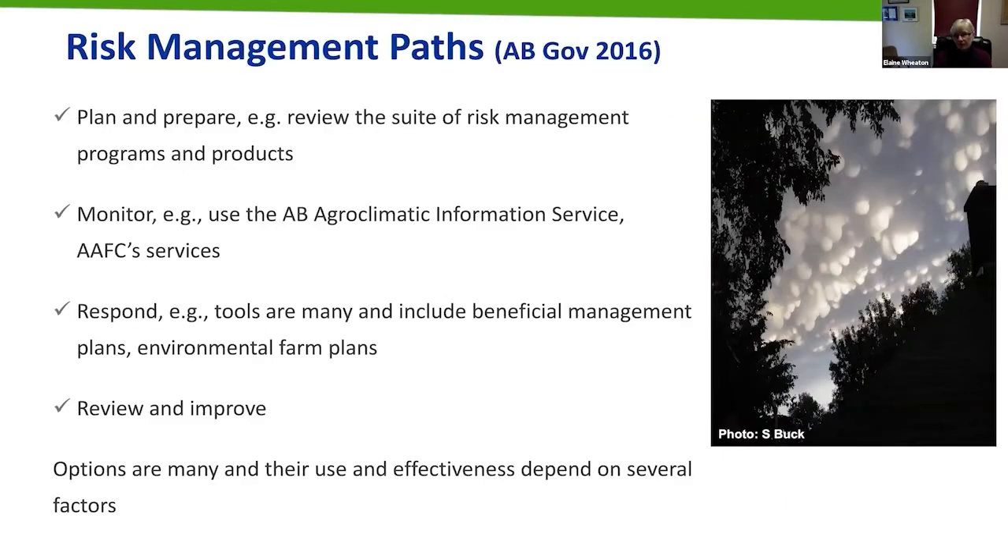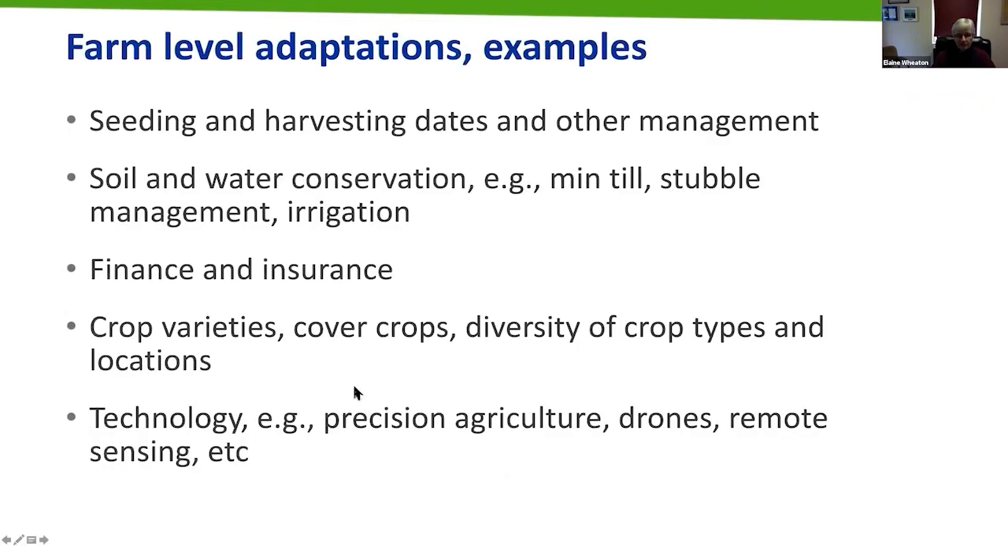I see that the Alberta government has some really interesting and useful risk management paths to plan and prepare. For instance, the drought and excessive moisture plan is excellent. And we need to take advantage of those. We need to take advantage of Alberta's agroclimatic information services and all those amazing climate stations that they have. And so on.